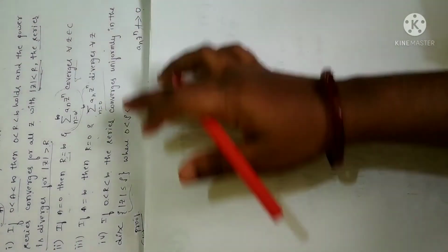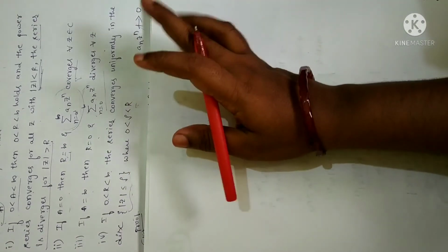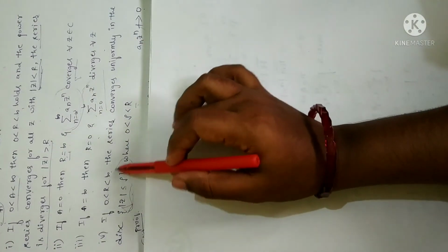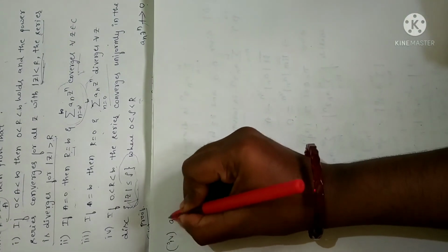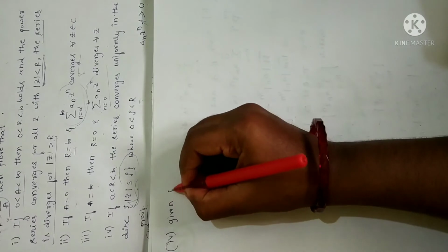Whether it is uniformly convergent or pointwise convergent, we have to prove that inside this disk the series is convergent. So let me prove the fourth one. Let me write the given data. What is the given data in the fourth one?